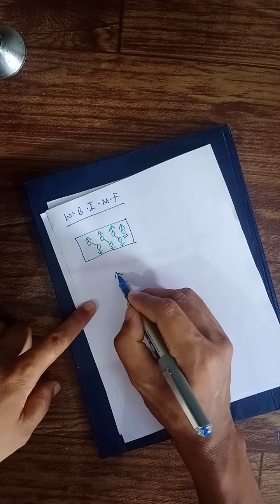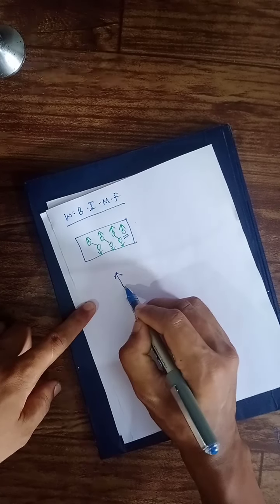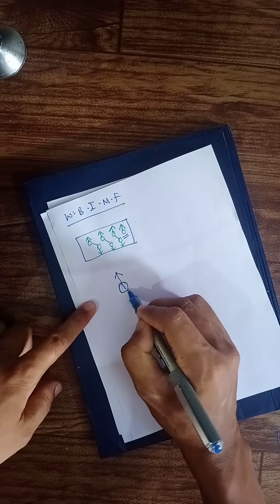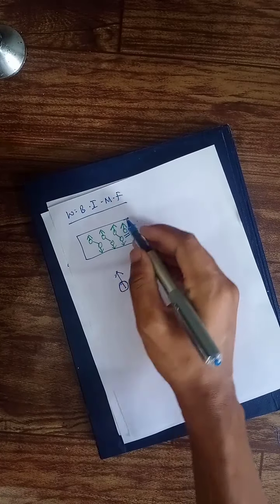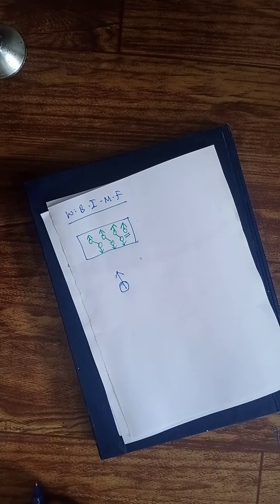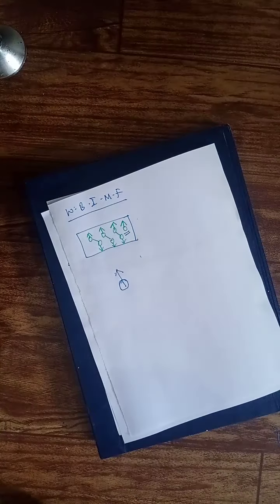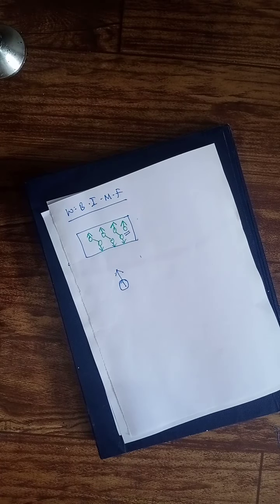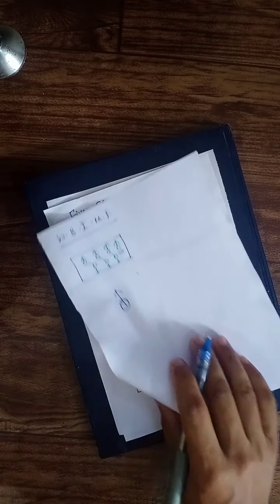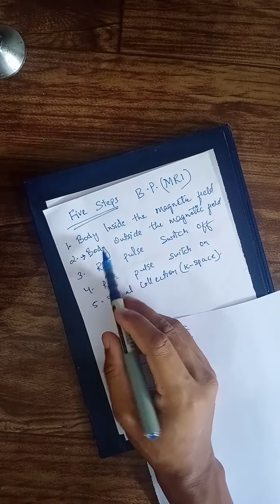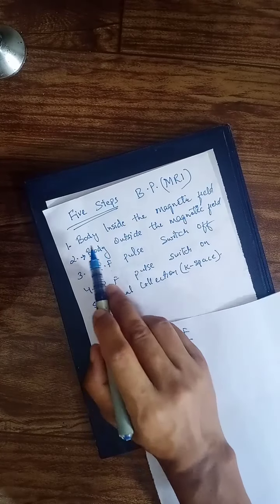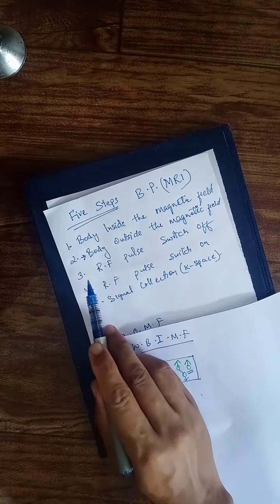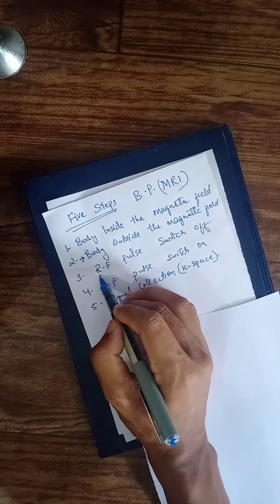Now whatever you want to show will be this proton. Now it's in parallel direction, right? So this is the second step. Now let's come to the third step, right? See, we have completed body outside the magnetic field, body inside the magnetic field. Now let's go with the RF pulse.